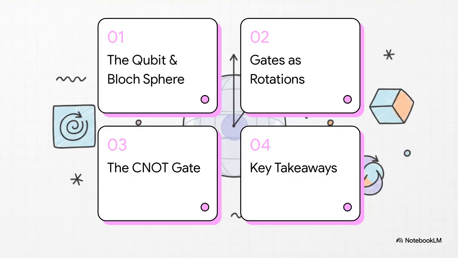So here's the plan. First, we'll get a feel for the qubit by visualizing it on something called the Bloch sphere. Then we'll dive into the basic single-qubit gates and see them for what they really are, geometric rotations. After that, we'll see how the CNOT gate lets us connect multiple qubits and create that wild thing called entanglement. And finally, we'll bring it all home and wrap up with the key takeaways. Sound good? Let's get started.